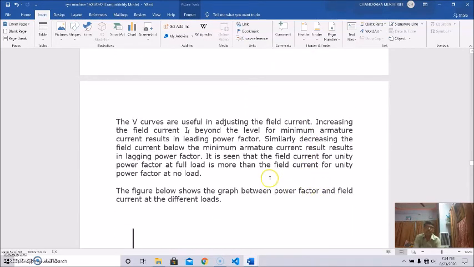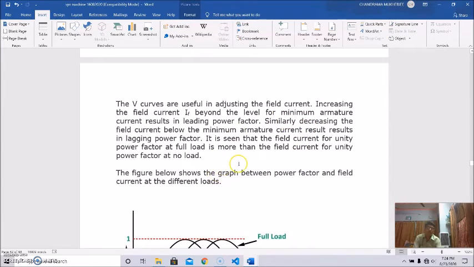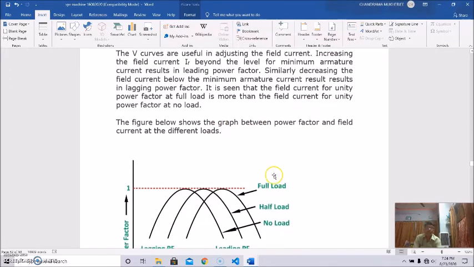V curves are useful for adjusting the field current. Increasing the field current beyond the level of the minimum armature current results in a leading power factor. Similarly, decreasing the field current below the minimum armature current results in a lagging power factor. So it seems that the field current for unity power factor at full load is more than the field current for unity power factor at no load.